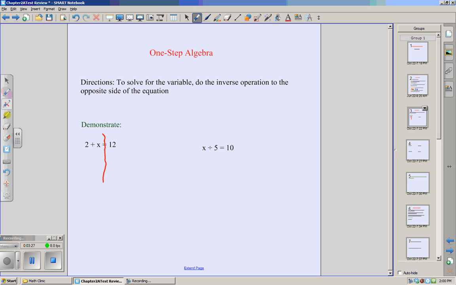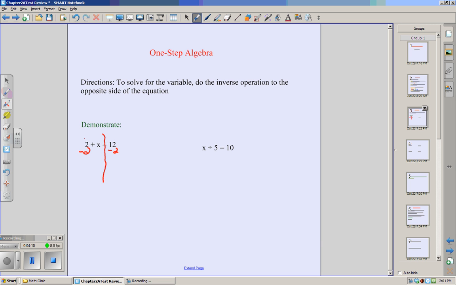My goal of algebra is to isolate the variable or get the variable by itself on one side of the problem. For my first problem, I have 2 plus x on one side of my equation. I know that I need to get my variable, or x, by itself. So I need to do the inverse operation. The inverse of plus 2 is minus 2. Whatever I do to one side, I have to do to both sides. That means I need to minus 2 on my other side of the equation as well.